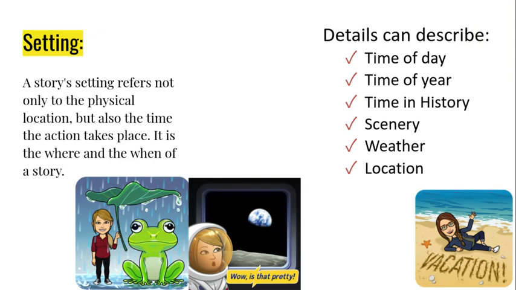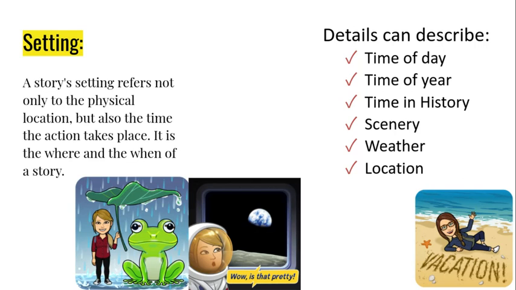The next story element that we are going to talk about is setting. A story's setting refers not only to the physical location, but also the time that the story takes place. It is the where and when of the story. So, time of day, time of year, time in history, the scenery, the weather, the location. All of those things have to do with the scenery.